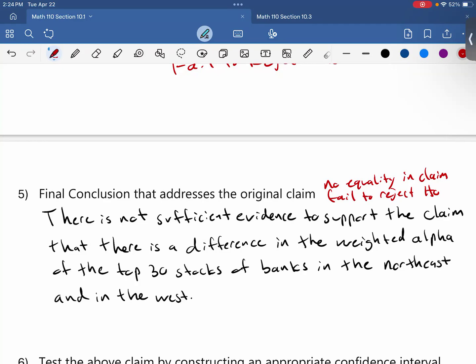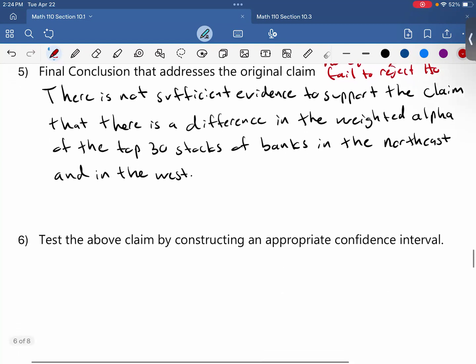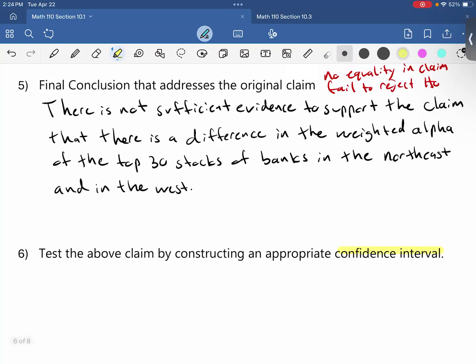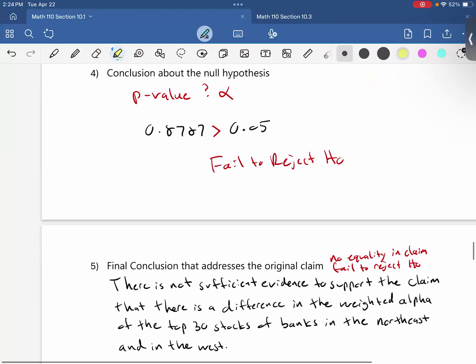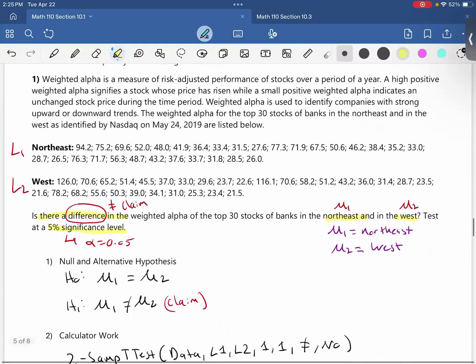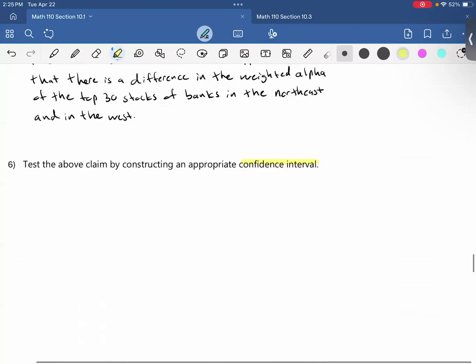Okay, so last part of this is constructing a confidence interval. So we want to verify our work. We want to verify that we can't really support that there's a difference in the weighted alphas in the top 30 banks of the Northeast and in the West. So what we need to do is verify that with a confidence interval. In a confidence interval, we're given a specific confidence level, but in the question, we're not given a percentage. It's not telling us how much confidence we need to build this interval with. So what we need to do is go ahead and find our confidence level for this confidence interval.